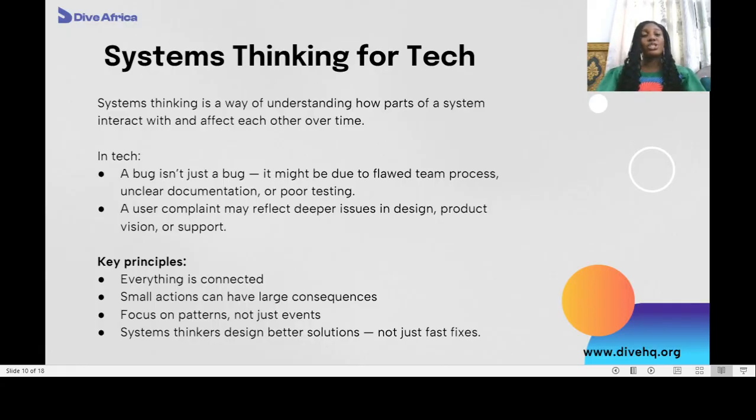So these are the key principles we need to take note of. Everything is connected. Small actions can have large consequences. Focus on patterns, not just events. Systems thinking designs better solutions, not just fast fixes. So all these things, you need to broaden your knowledge about them, so you can be not just a good critical thinker, but also a good and effective problem solver.